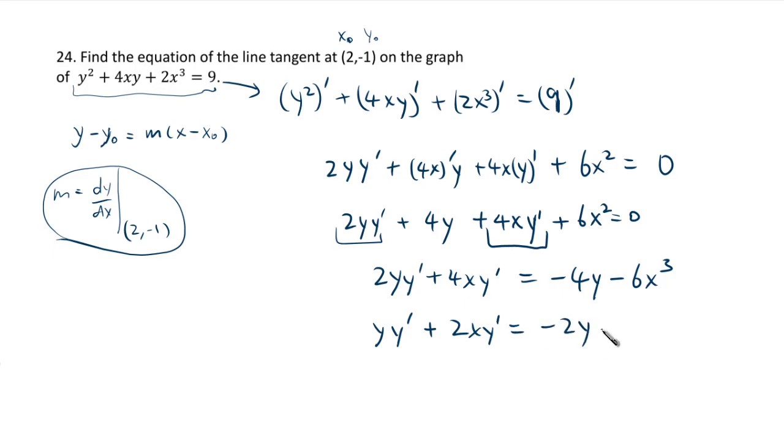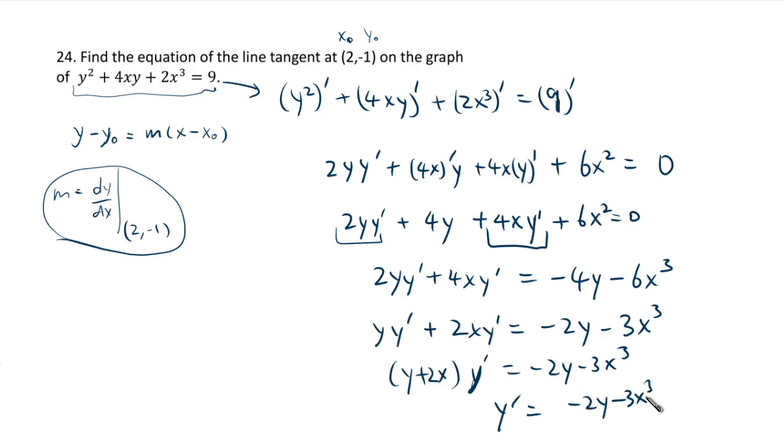It's not necessary, but it makes our life easier. Okay? And then factor the y prime out, giving you y prime times (y plus 2x) equals negative 2y minus 3x cubed. Divide, and you get y prime equals negative 2y minus 3x cubed divided by y plus 2x. Perfect. So that's our y prime.